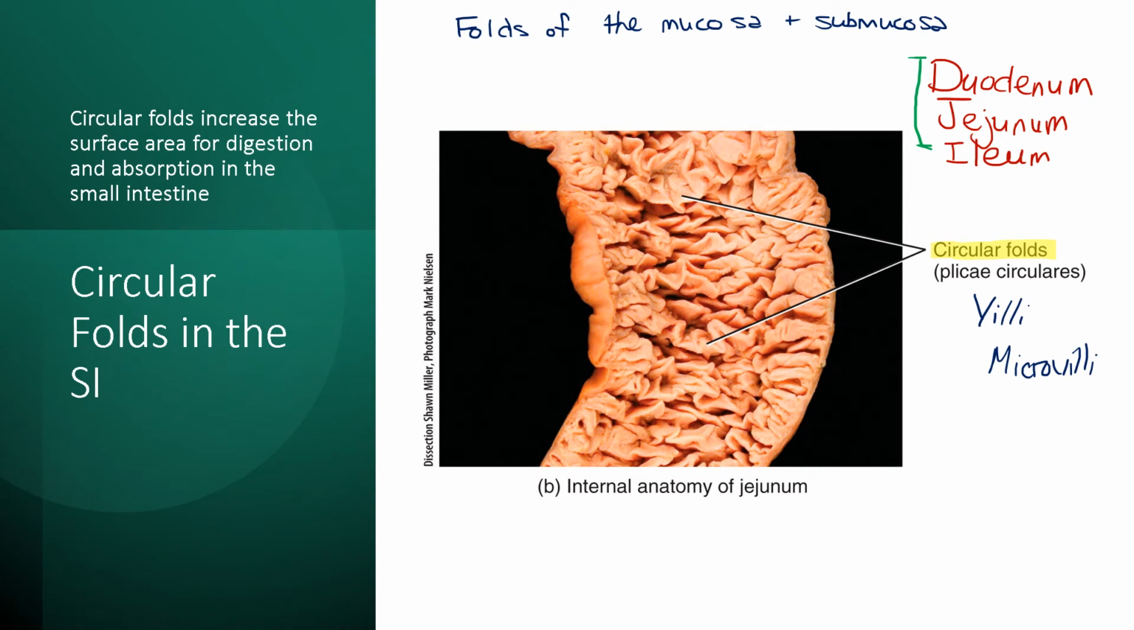Now these circular folds really enhance absorption by increasing the surface area and also causing the chyme to spiral rather than moving in a straight line as it passes through the small intestine. So it's kind of going to hit the sides, and chyme is going to spiral through this entire tube, hitting as many spots as possible in the small intestine. So it's really going to increase the amount of molecules that are able to be absorbed from the food that you eat.